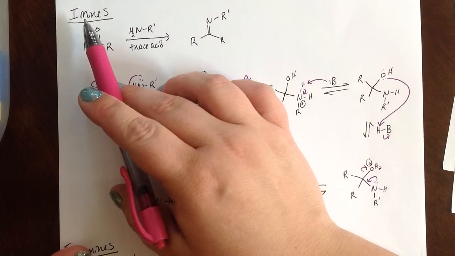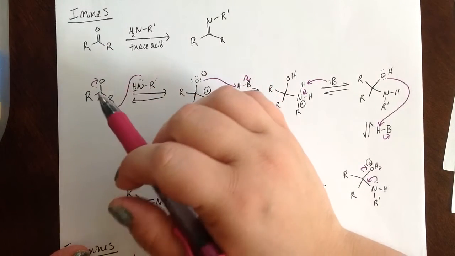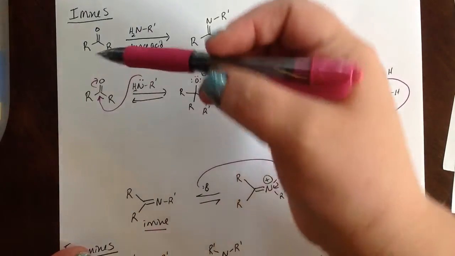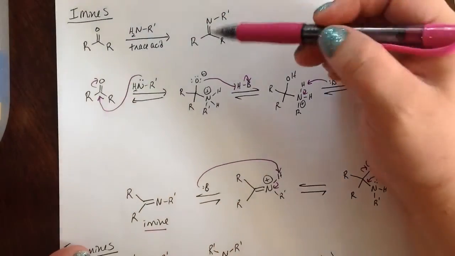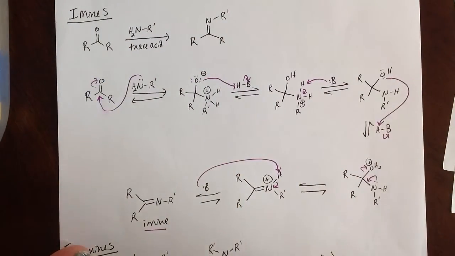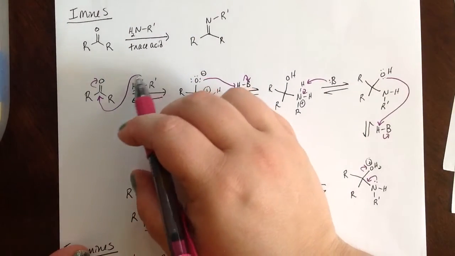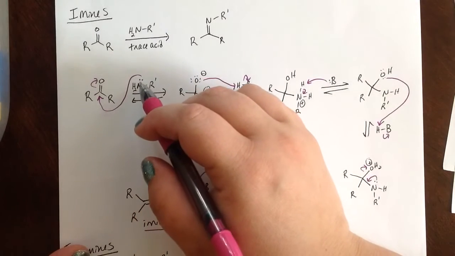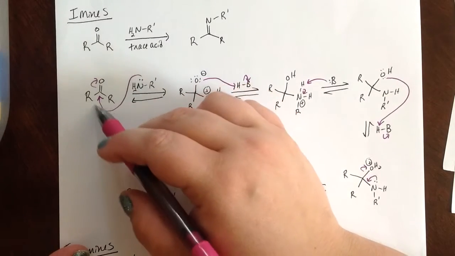So in this case, we're going to make an imine. And imines just sound cool because they're imines. But basically what this is doing is taking a C=O bond and making a C=N bond. So this starts a different way, I just want to point that out. Your nitrogen is the nucleophile that attacks first.